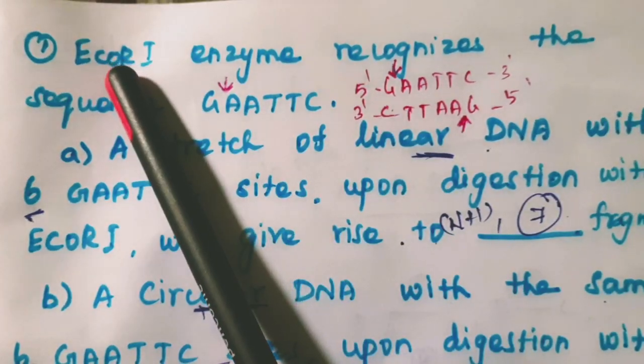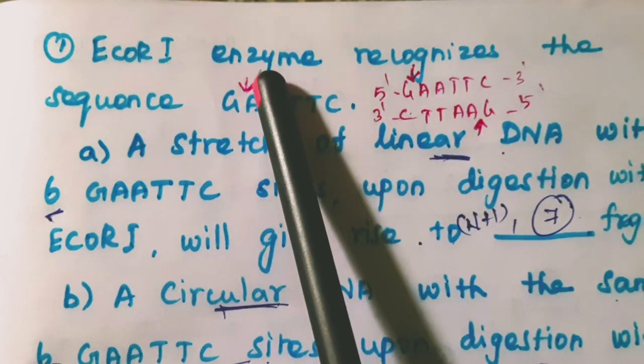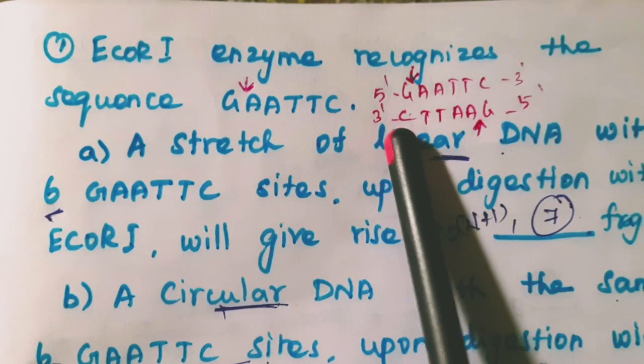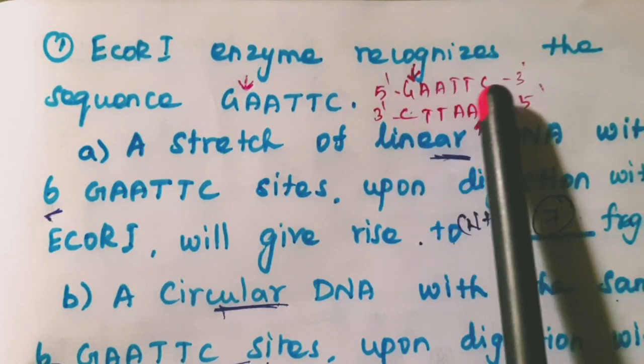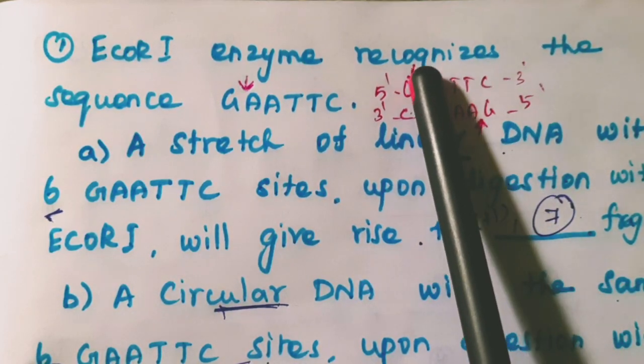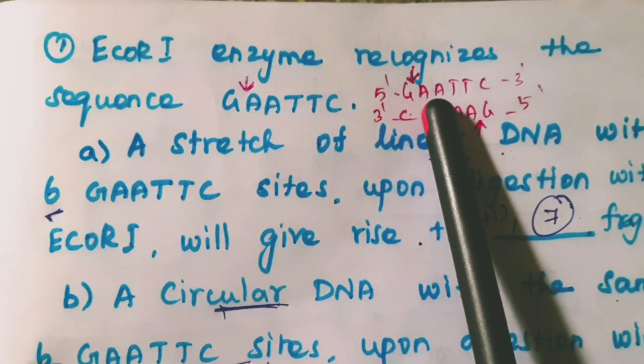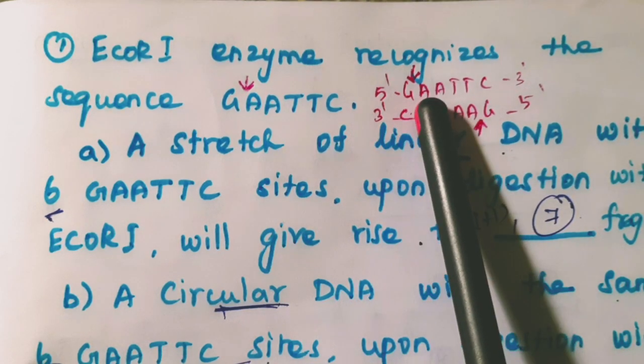EcoRI is a restriction enzyme which is used to cut a DNA double helix, and it recognizes the sequence GAATTC and makes a cut in between G and A, at the 5' end.